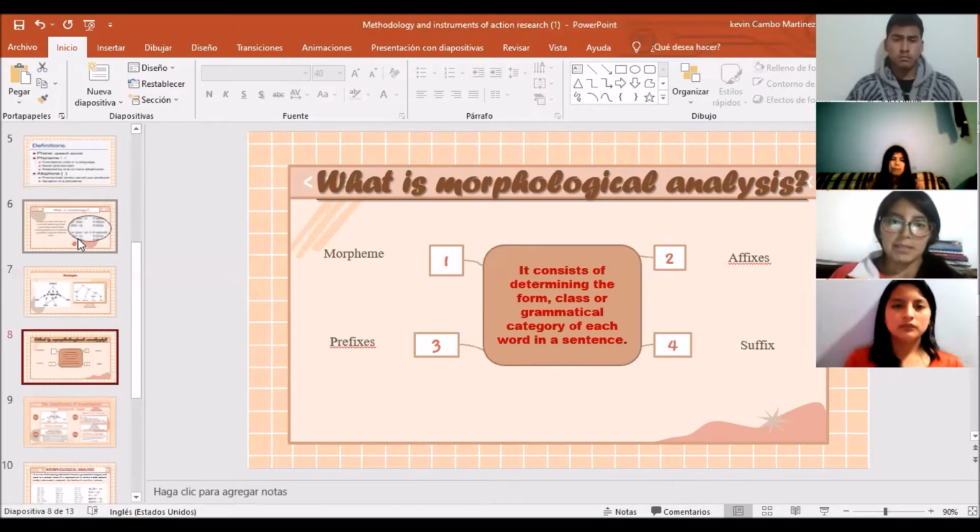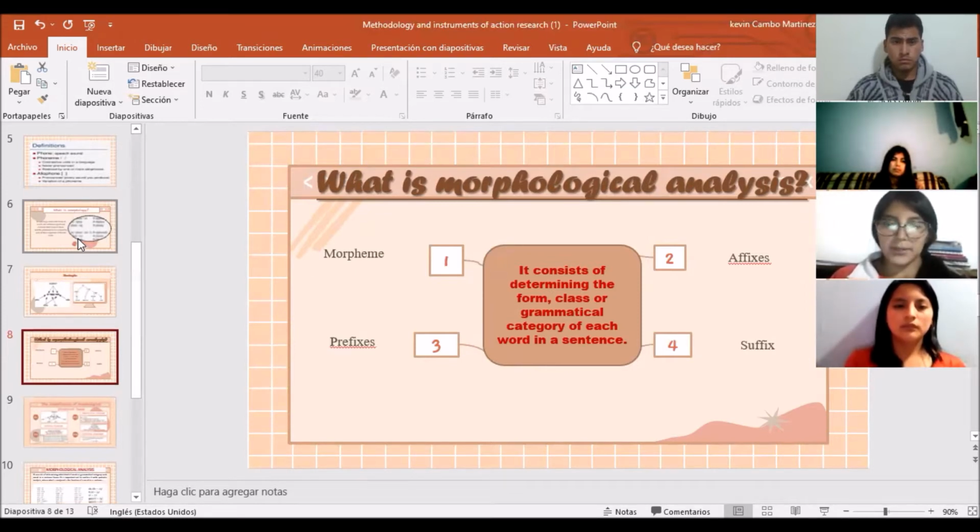The morpheme is the minimal unit of a word capable of expressing a grammatical meaning. Affixes are particles that attach to a word or the root of the word, changing the meaning of the words to which they attach. Prefixes are those grammatical elements that are placed before a word and modify its meaning. Finally, suffix is used in grammar to name the affix that is added at the end of a word.